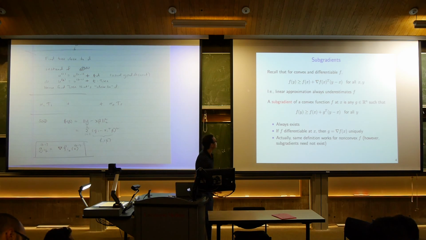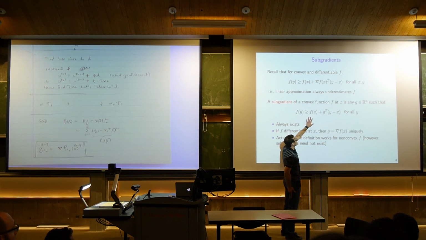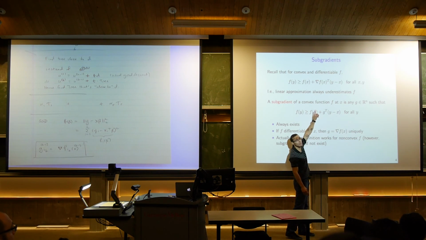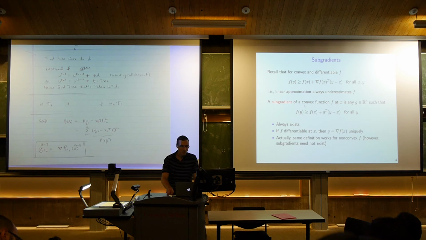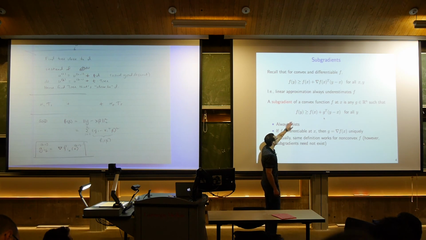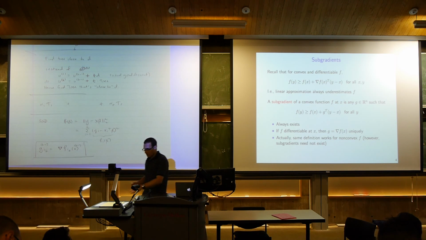A subgradient: if you give me a convex function f, then a subgradient of my function at x is just any vector g that takes the place of the gradient and makes the analogy of that expression true for all y. It's any vector g that produces the following result: f of y is bigger than or equal to f of x plus g transpose y minus x.